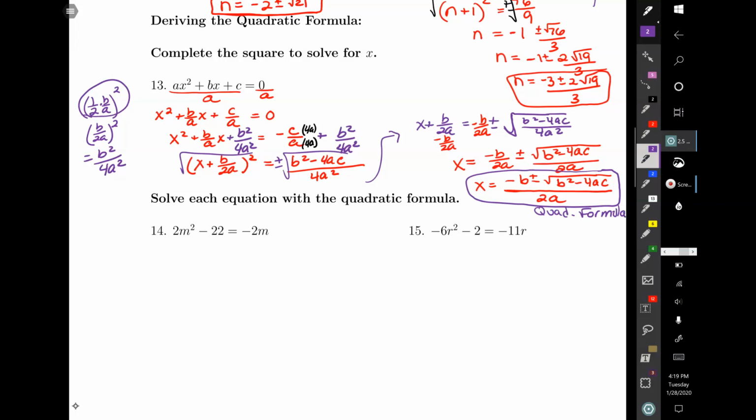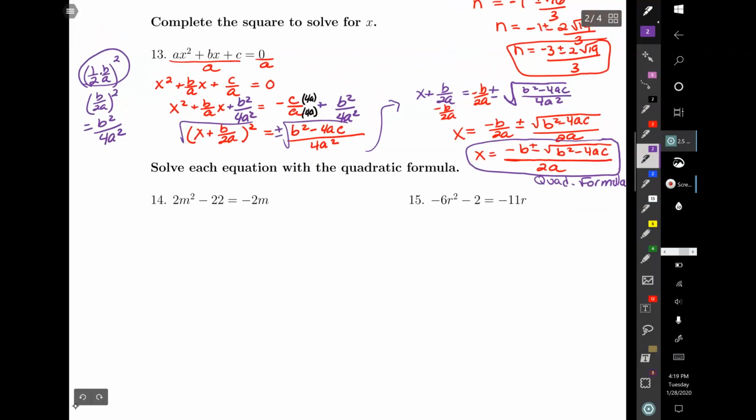So now we're going to do a couple of problems with it. I think there's just 2 there. If you have used this before, you might want to go ahead and just try it on your own.